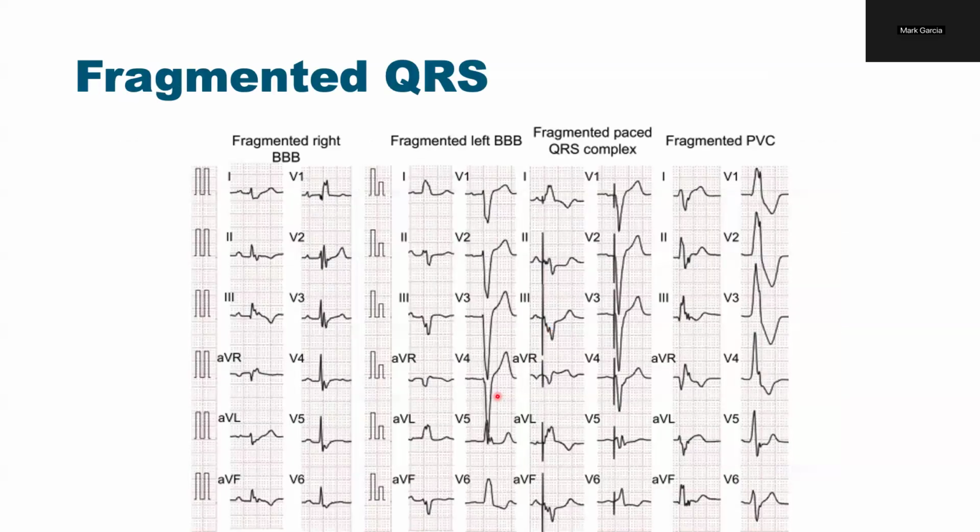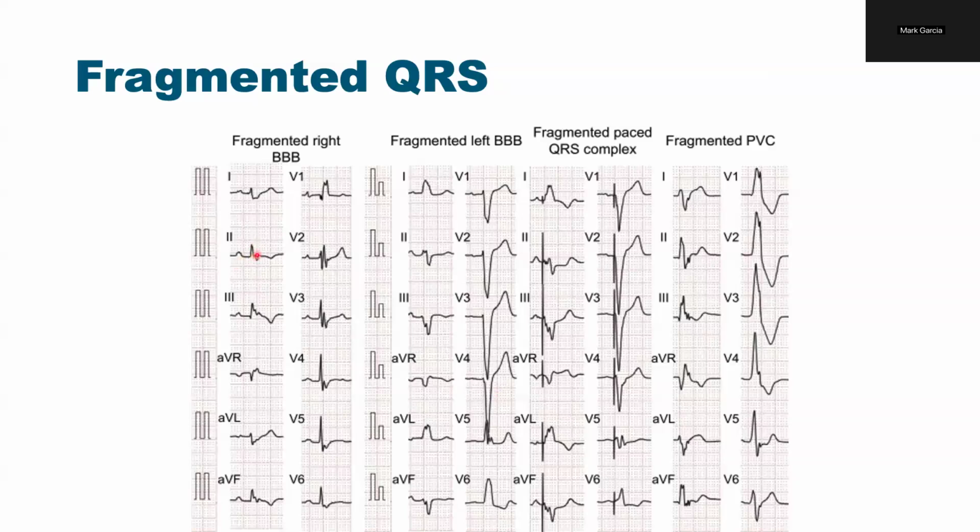Don't be confused, however, between the notched J point and a fragmented QRS. So, fragmented QRSs, which can be seen, there's a bunch of different examples here, are actually a marker of myocardial scarring. And you get scarring obviously because there's been some kind of damage to the infarct in the past. And in this instance, usually you have myocardial scarring from infarct.